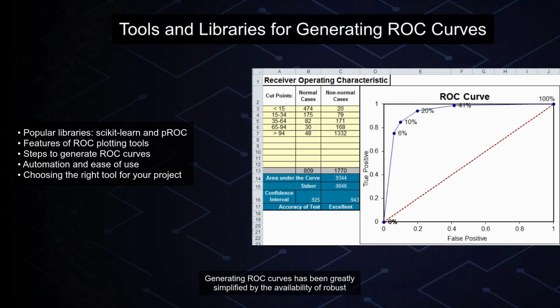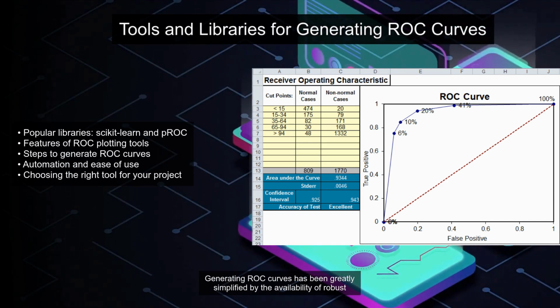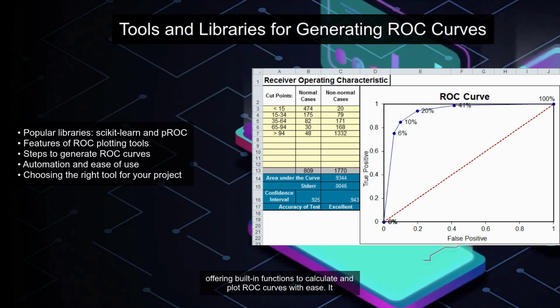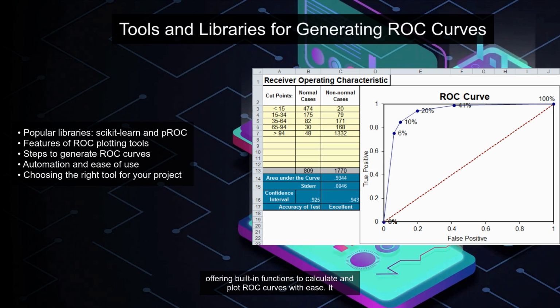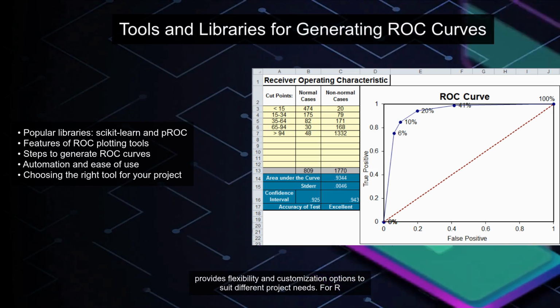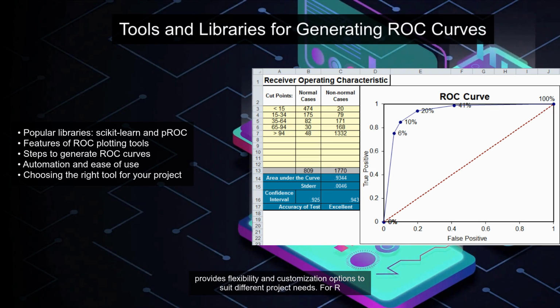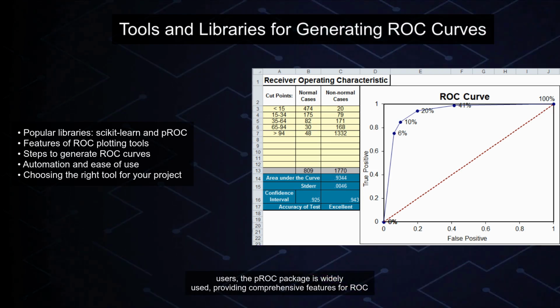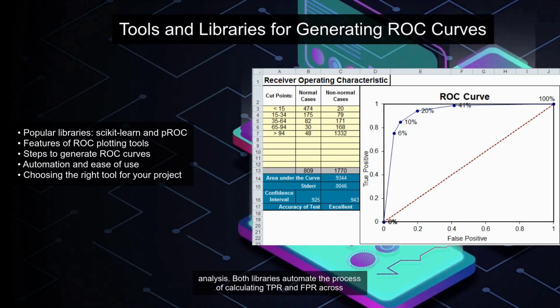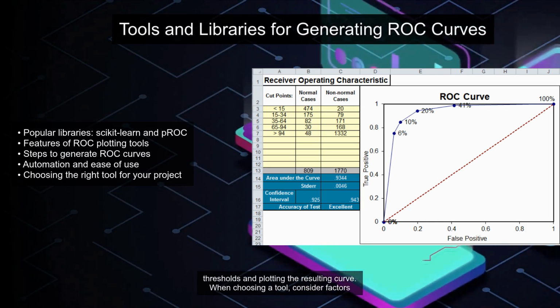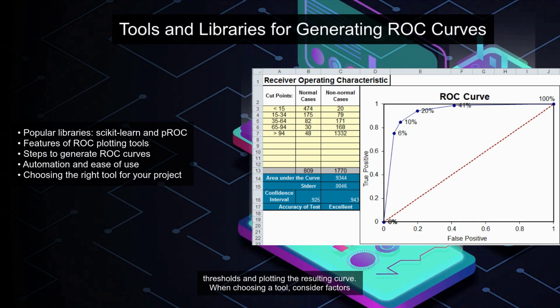Generating ROC curves has been greatly simplified by the availability of robust tools and libraries. In Python, the scikit-learn library is a popular choice, offering built-in functions to calculate and plot ROC curves with ease. It provides flexibility and customization options to suit different project needs. For R users, the pROC package is widely used, providing comprehensive features for ROC analysis. Both libraries automate the process of calculating TPR and FPR across thresholds and plotting the resulting curve.